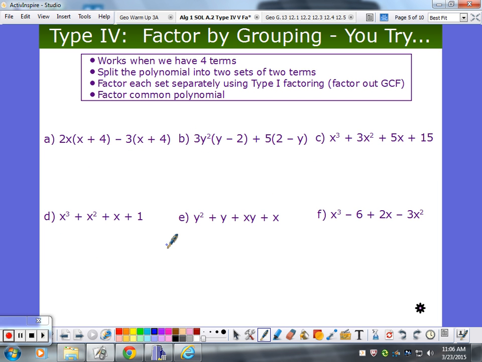Let's see what we got here. I've got a couple of you tries. Let me see. Can you do D on this? How come you've already done it?